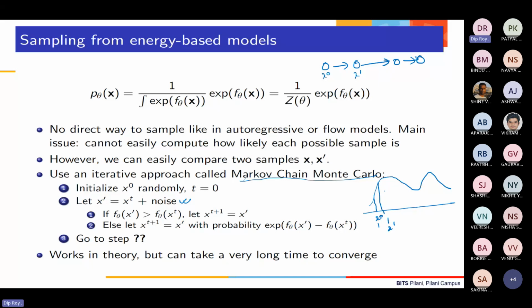Okay, and now maybe this time you add some noise and you go in a different direction, which is this. All right, now what will happen is, obviously logic says that you should stay in the current position because the next position has a lower plausibility than the current position. Okay, but there is a certain trick that is applied.